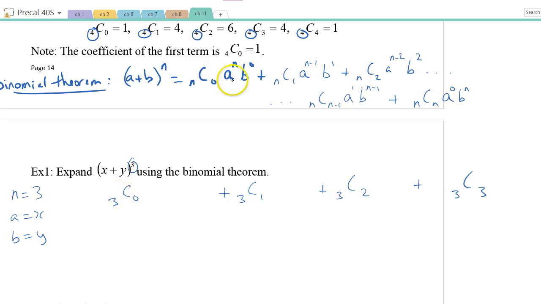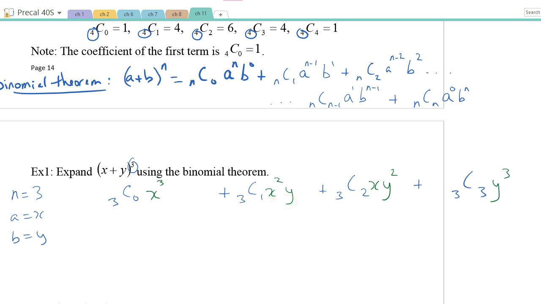So we will have a to the power of n. Now a is x, so I'll say x to the power of 3. And now this one will be x to the power of 2, x to the power of 1, and now x to the power of 0, which is 1, so I'm not even going to write it. And now the y's, we'll start with y to the power of 0, so I don't need to write it. This is y to the power of 1, y to the power of 2, and then y to the power of 3.